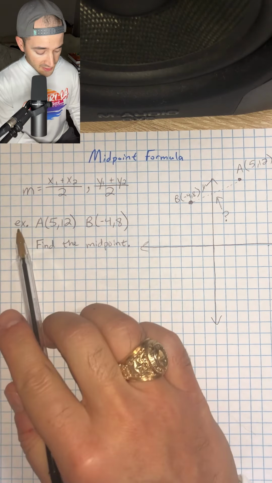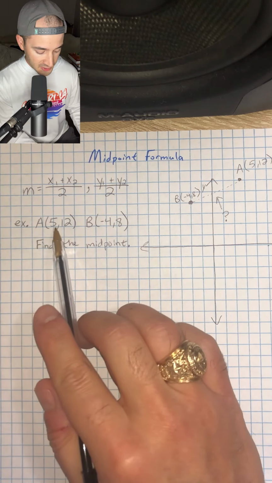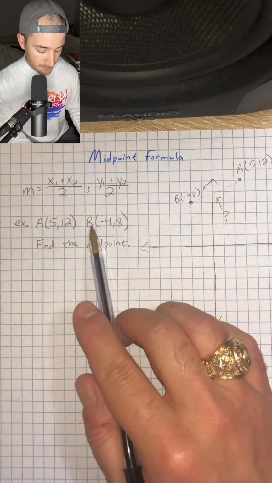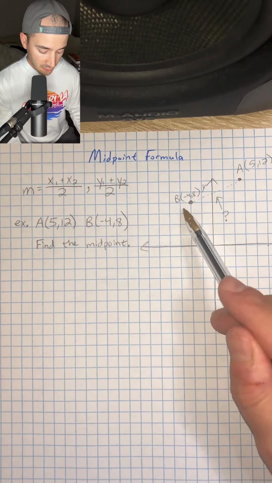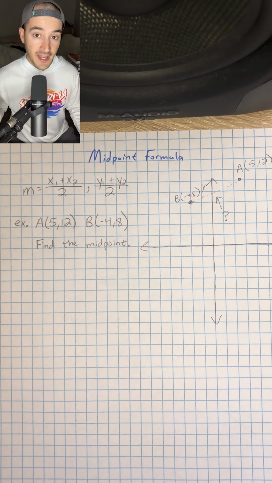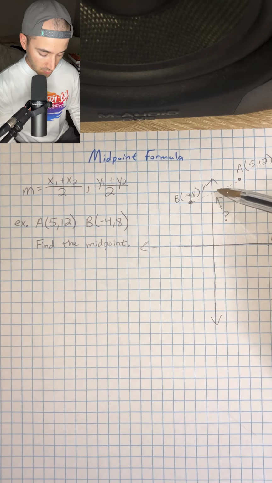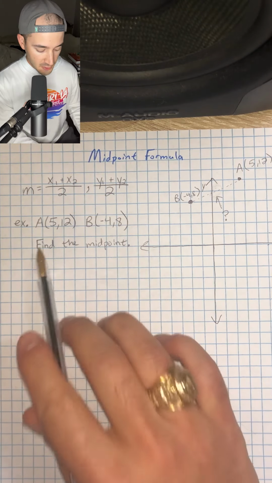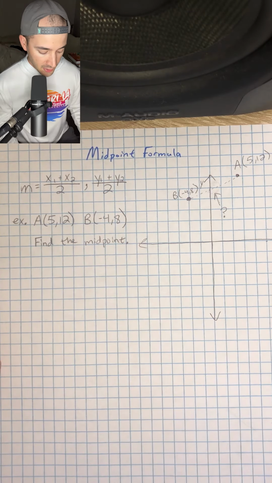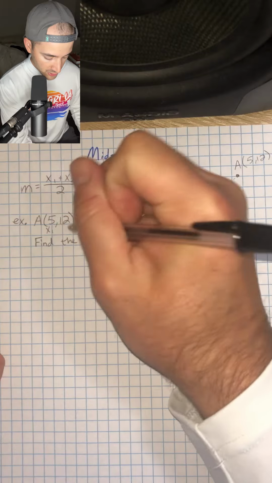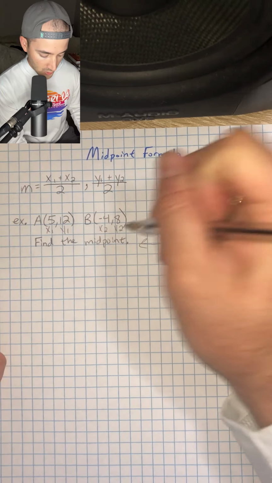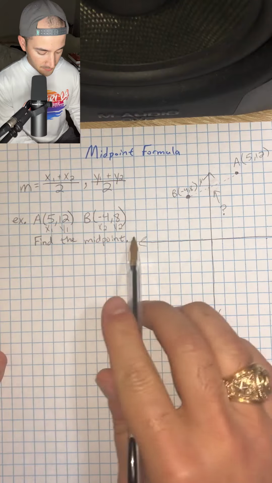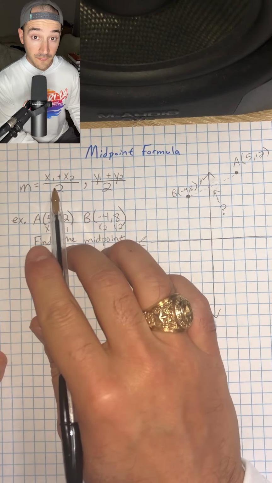So for our example, we have points A, which is (5, 12), and point B, which is (-4, 8), and I have those graphed on here already. And so we want to find halfway between those 2 points, which is somewhere around there, okay? So to find the midpoint, I'm going to go ahead and label x1, y1, and then x2, y2, and we're just going to plug in our numbers to the midpoint formula.